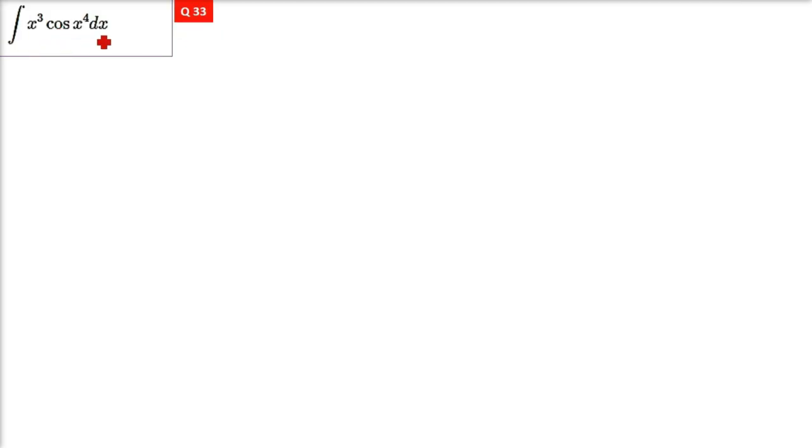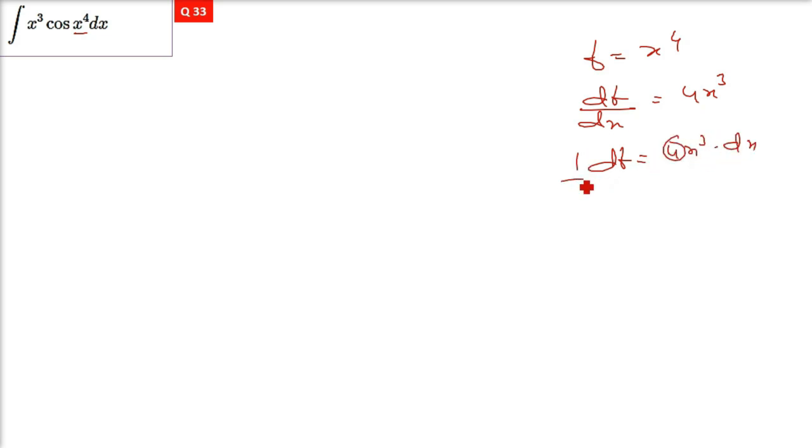Next is x cube cos x raised 4. Now you directly know here x to the power 4 can give you x to the power 3. So if you place t equals x to the power 4, dt by dx will be 4x cube. So dt will be 4x cube dx. This 4 is in the denominator. So x cube dx is already there here. See, it's already there. So integration will be dt, then x cube dx is dt.